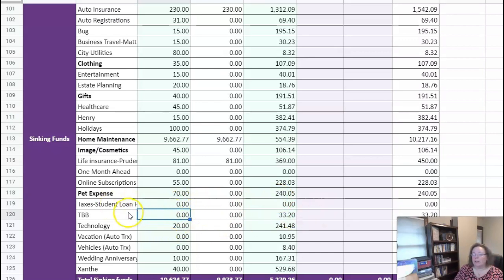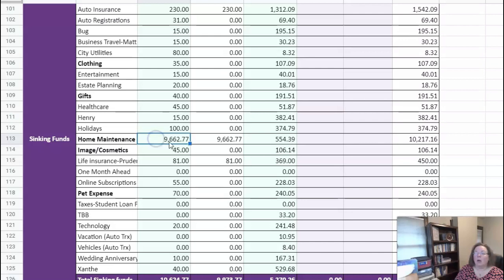And then the budget balance, I really need to take this line out because I'm not running any of that through our personal budget anymore. And then technology is 20, nothing for vacation, nothing into vehicles because we're going to spend it all on tires for the Traverse. And then 10 to our wedding anniversary and 40 for Xanthi. And that brings our total sinking funds that we plan on putting away in May to $10,624.